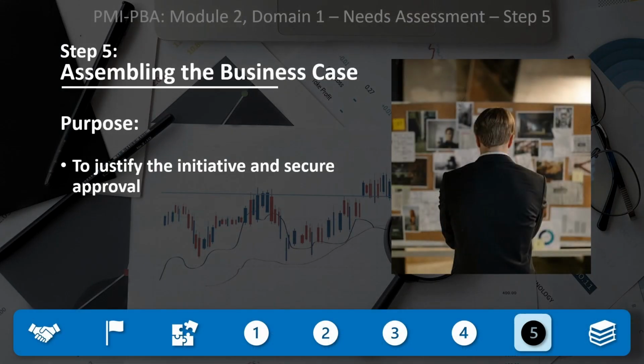The final step in the needs assessment process is assembling the business case. This is where all of the analysis comes together into a structured, compelling argument for or against pursuing a proposed initiative. A well-prepared business case tells the story of why change is needed, what outcomes are expected, and how the organization can realistically achieve them. It provides leaders with the information they need to make informed investment decisions, balancing opportunities with risks.